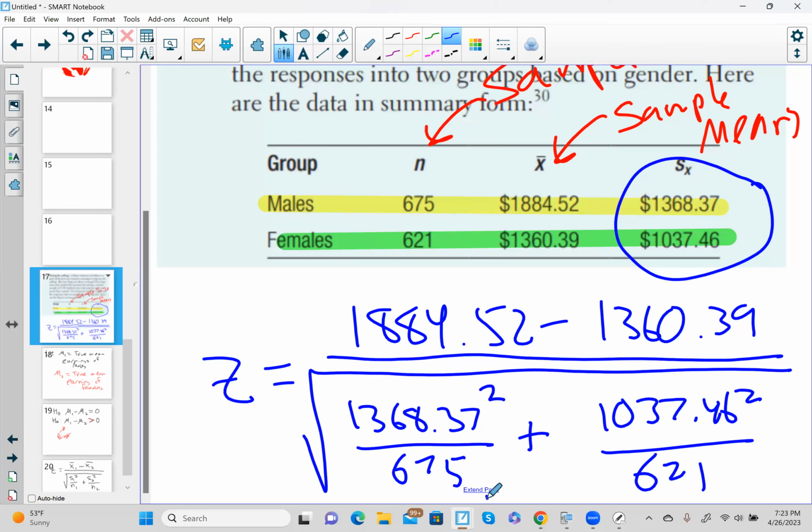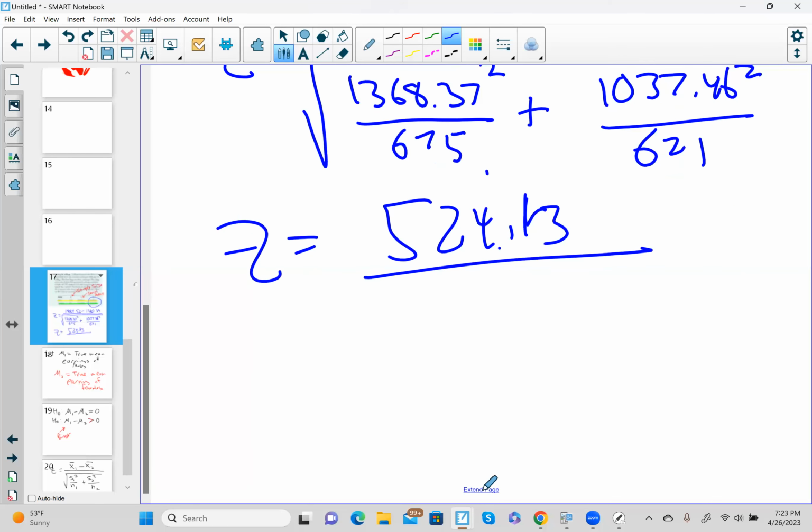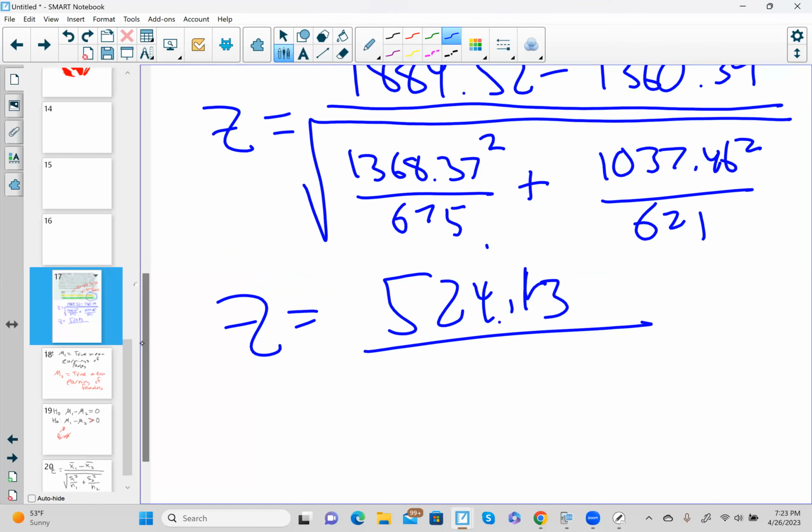And so you can kind of see we're on our way. It's another complicated formula, but we're going to end up with something that looks like z equals. Just for example, on the top, I'll tell you 1884.52 minus 1306.39. So z equals, what do we have? 524.13. And then on the bottom, it's going to take a little bit longer to type in. So I'm going to go do that in the calculator. So let's go do that together.